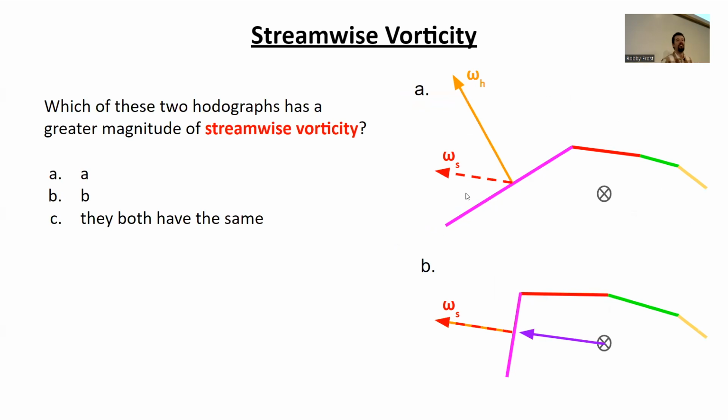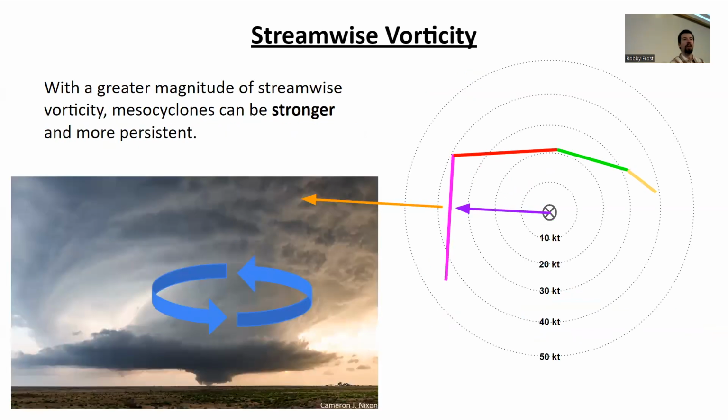So which of these hodographs has a greater magnitude of streamwise vorticity? C, yeah, it's the same length. And so of course you're not going to see the length of this vector in every hodograph you look at, but it's just nice to know that you can get vorticity in different ways. You can get purely streamwise vorticity and you can get not as purely streamwise vorticity and still have the same vorticity.